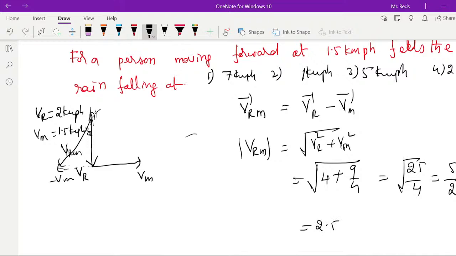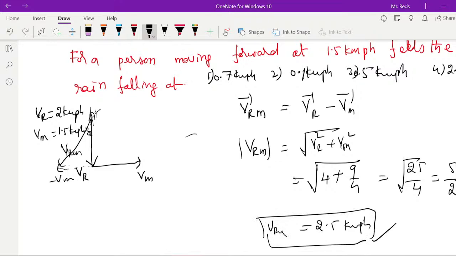The options I read were given for a different question. These are 0.7 kilometer per hour, 0.1 kilometer per hour, 0.5 kilometer per hour, and 2.5 kilometer per hour. So 2.5 kilometer per hour is the answer for this VRM. Accordingly you have to take. Is it clear, everyone? So note down this.